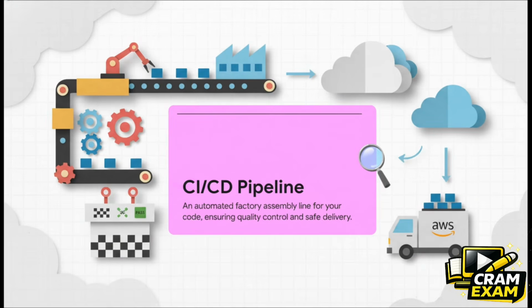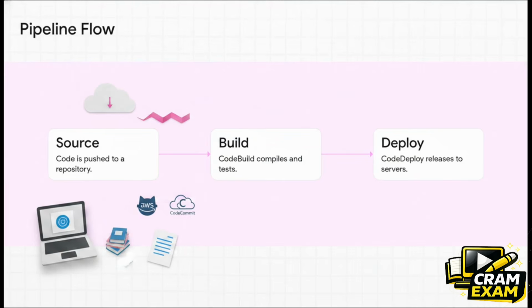Think about it like this. A CI/CD pipeline is an automated factory assembly line for your code. Continuous integration is the quality control checker. It automatically builds and tests your code every single time you push an update. Continuous delivery is the delivery truck. It automatically takes that tested code and safely releases it to your infrastructure without you lifting a finger. The automated journey happens in 3 steps: source, build, and deploy.